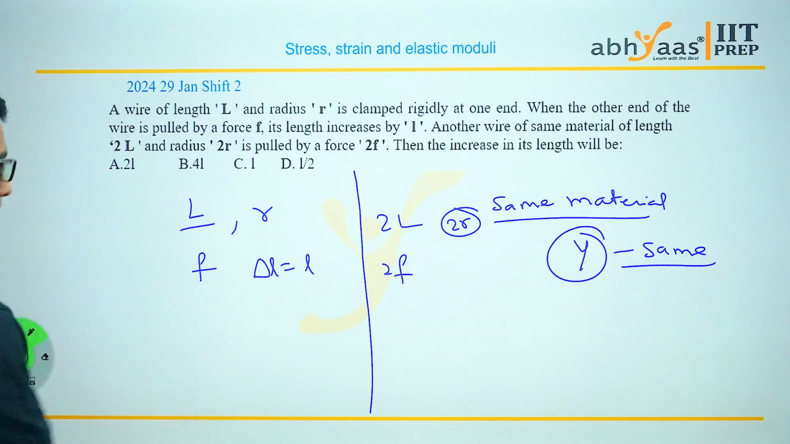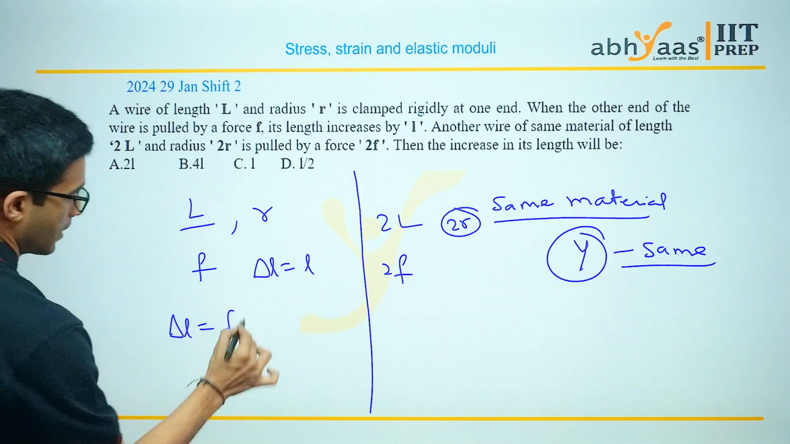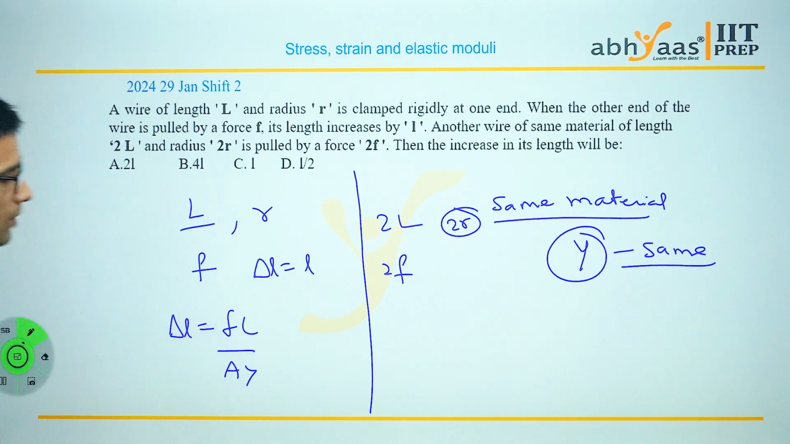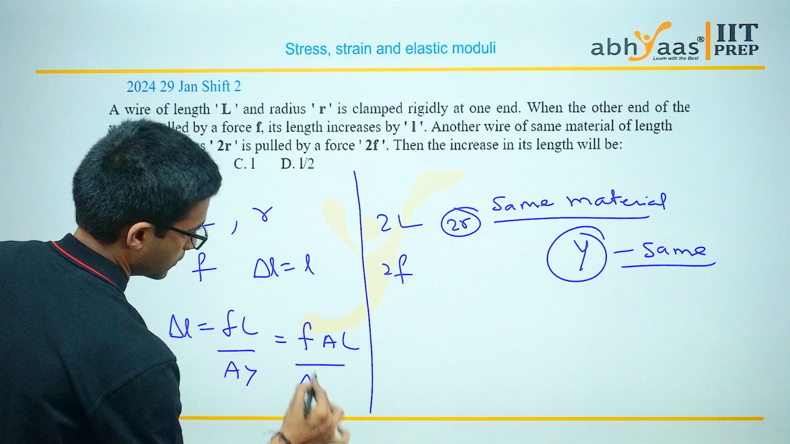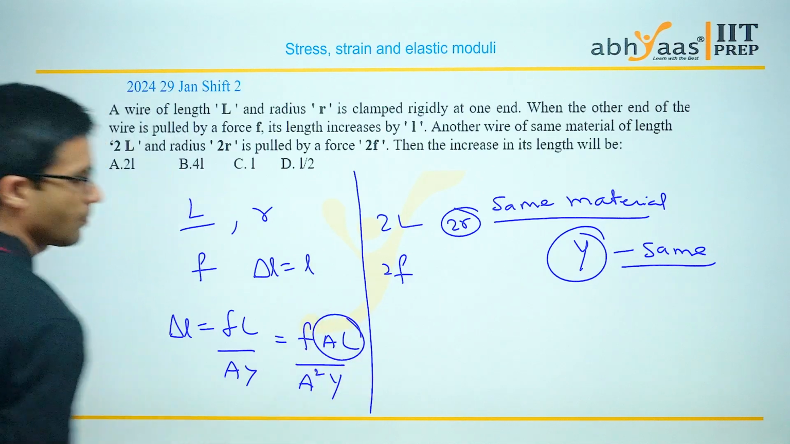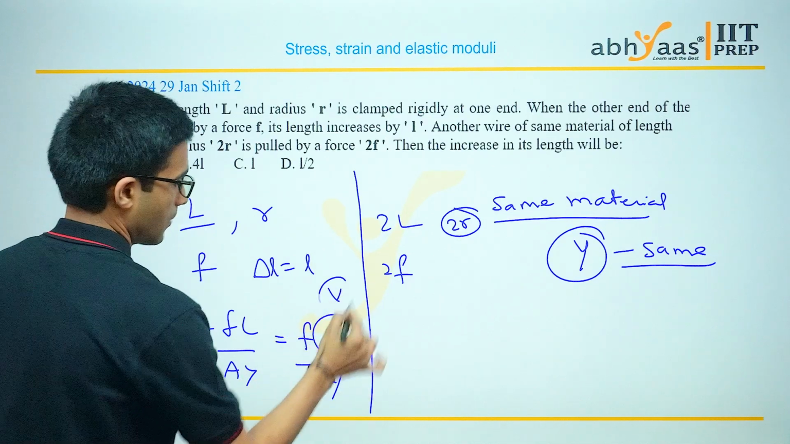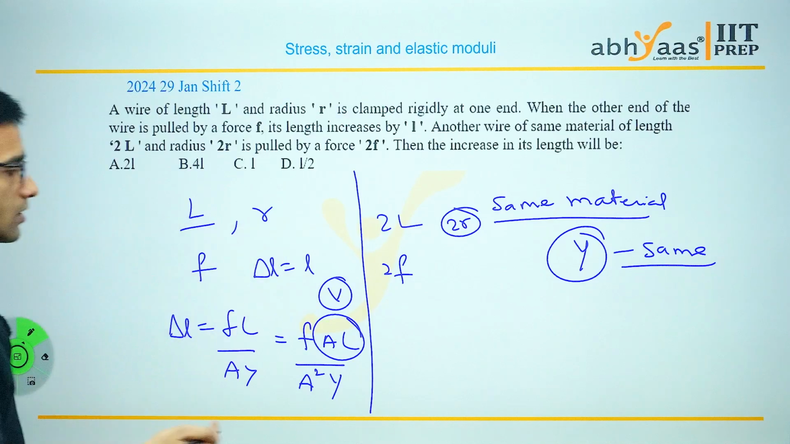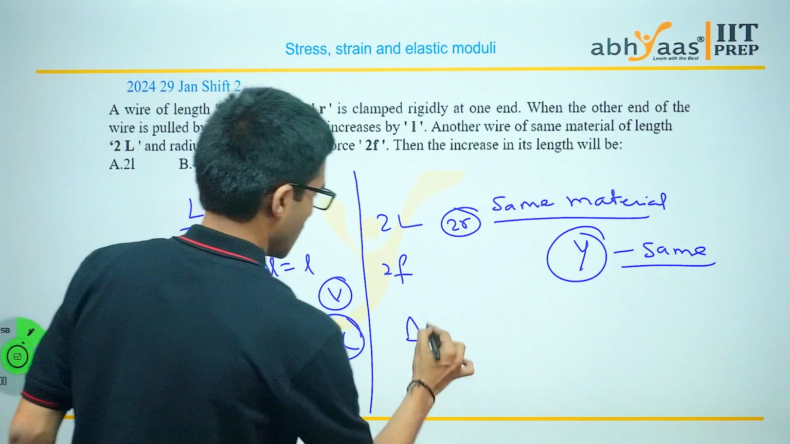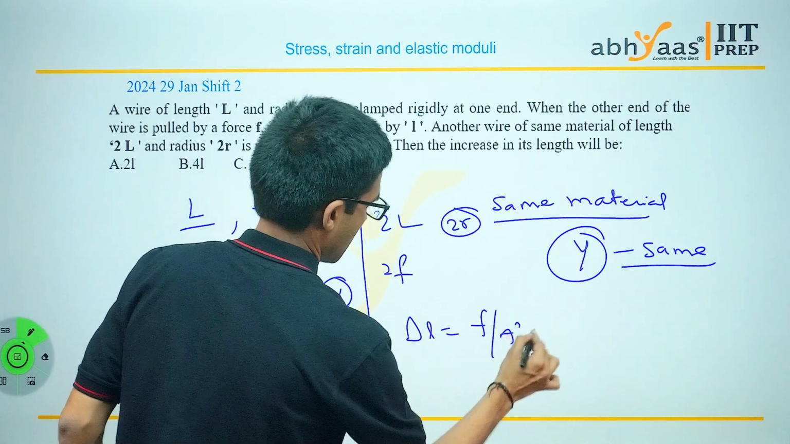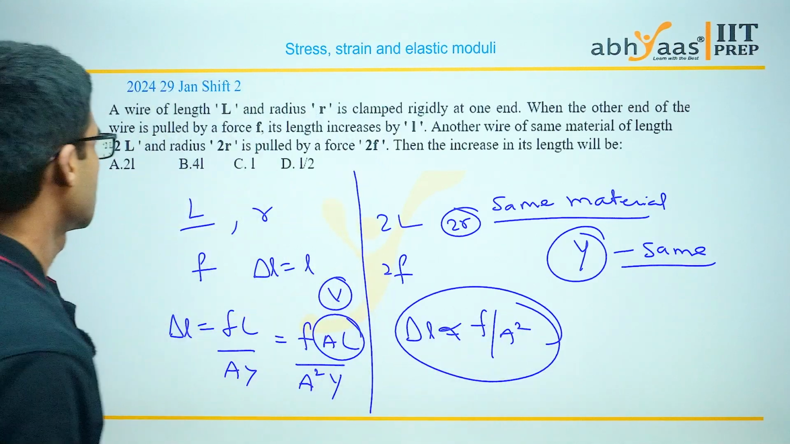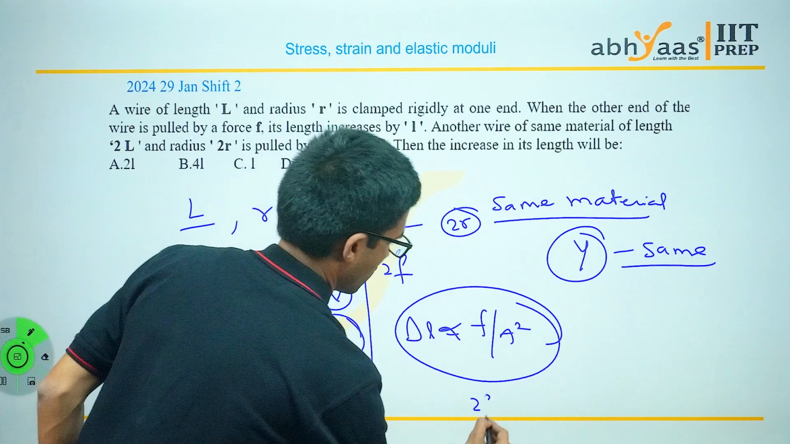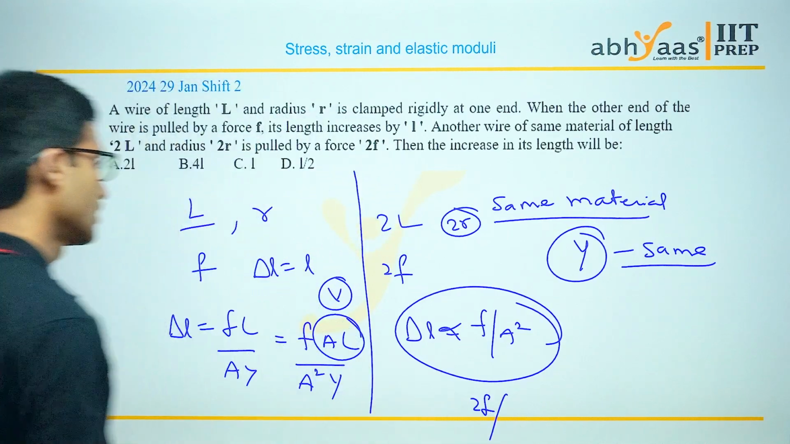So can you calculate delta L equals FL by AY? Then what happened? Here, same material means you can change this to FL by A square Y. If it is the same material, the volume is also the same, because the wire is changing. So delta L equals F by A square. Delta L is proportional to F by A square. You can consider 2F by this one.